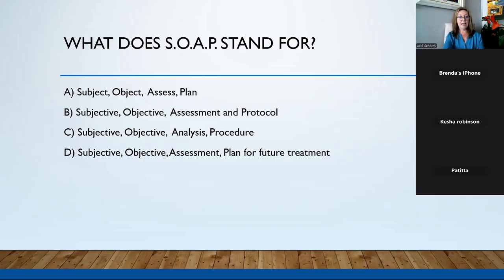Let's get rid of one wrong answer. We have eliminated letter B. So what does SOAP stand for? A, subject, object, assess and plan. C, subjective, objective, analysis and procedure. D, subjective, objective, assessment, plan for future treatment. 3, 2, 1, go. Go, speed racer, go. Only one right answer here.